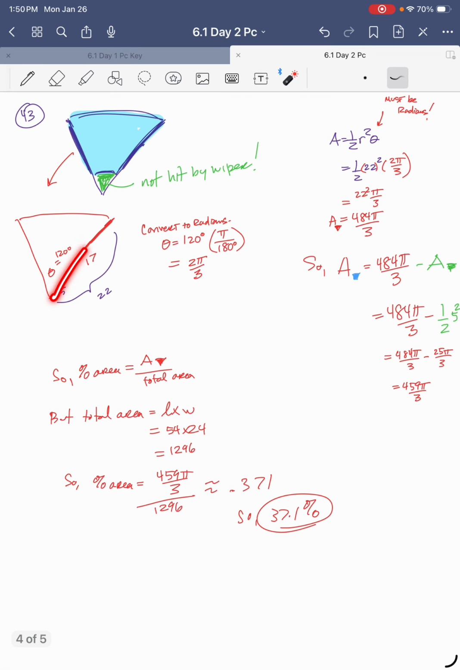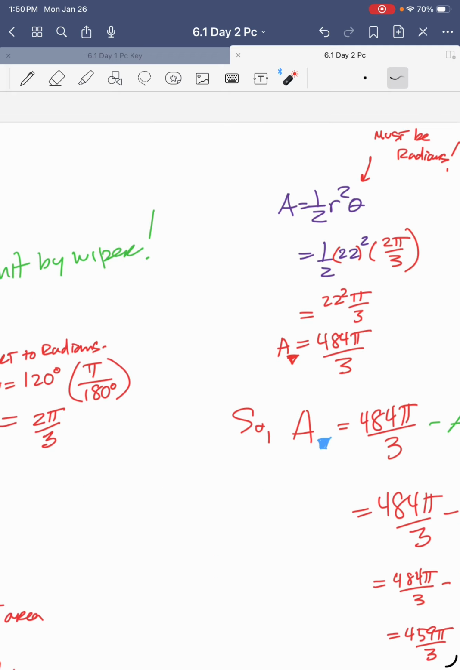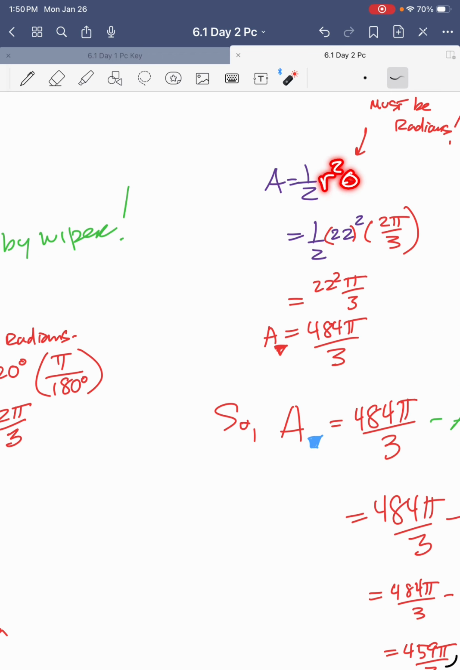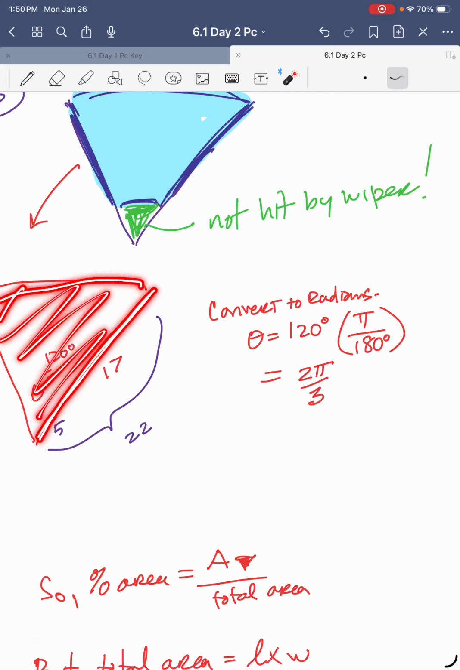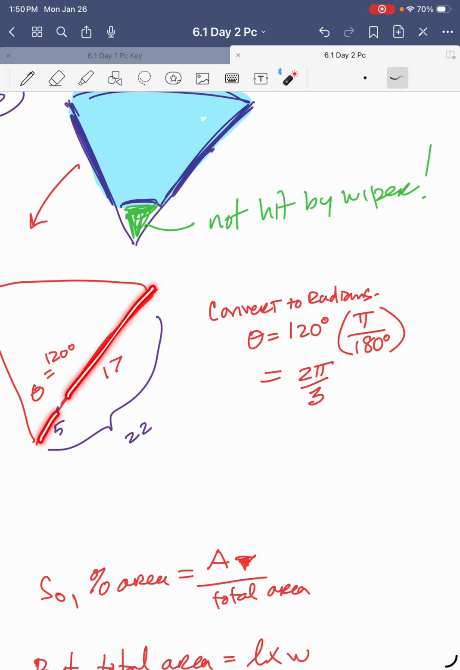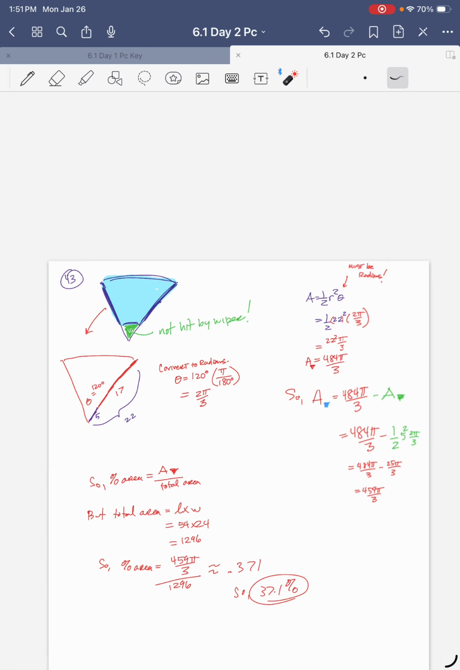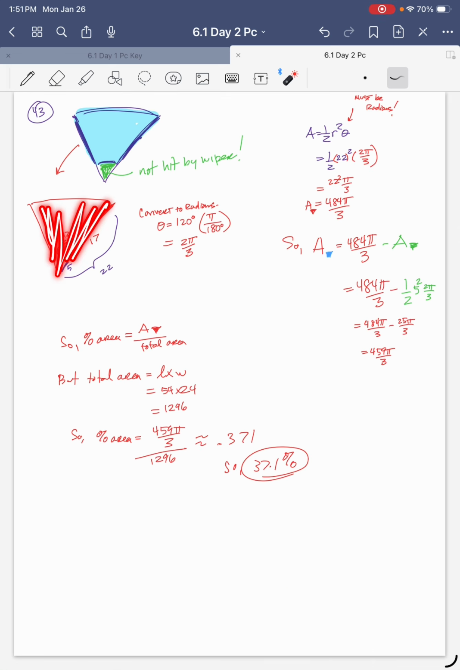Now, if I want to find the area of the entire triangle, I take 1/2 r squared times theta. Well, this whole distance is now going to be my radius if I want the whole area, and 5 times 17 is 22. So the area of the entire thing is 1/2 times 22 squared times 2 pi over 3. So we end up getting this as the area of the whole thing.